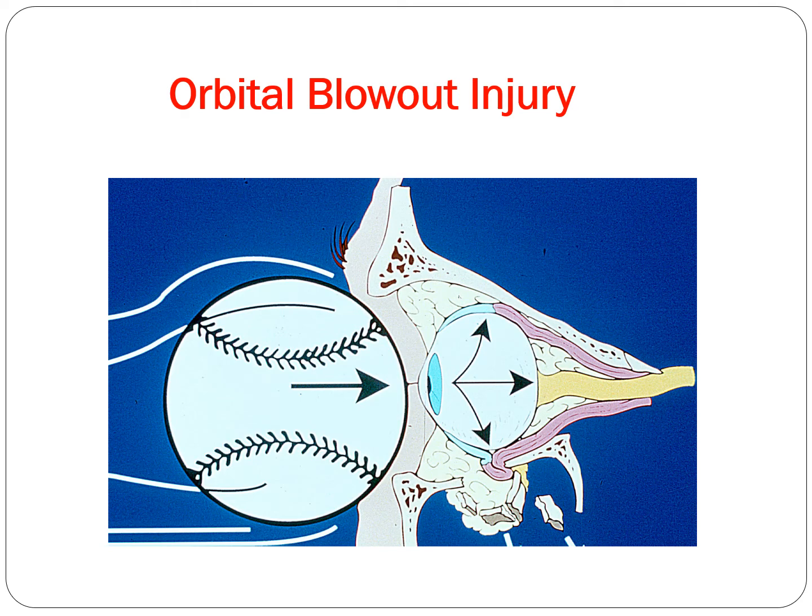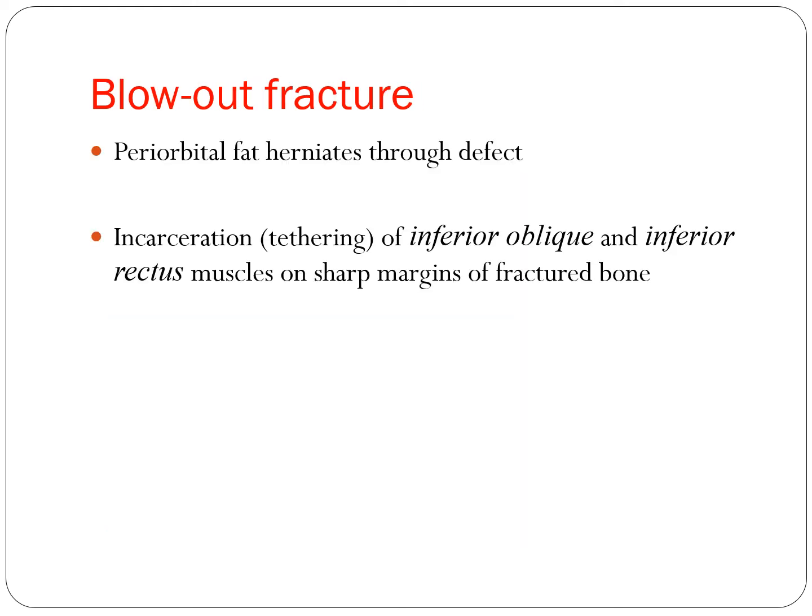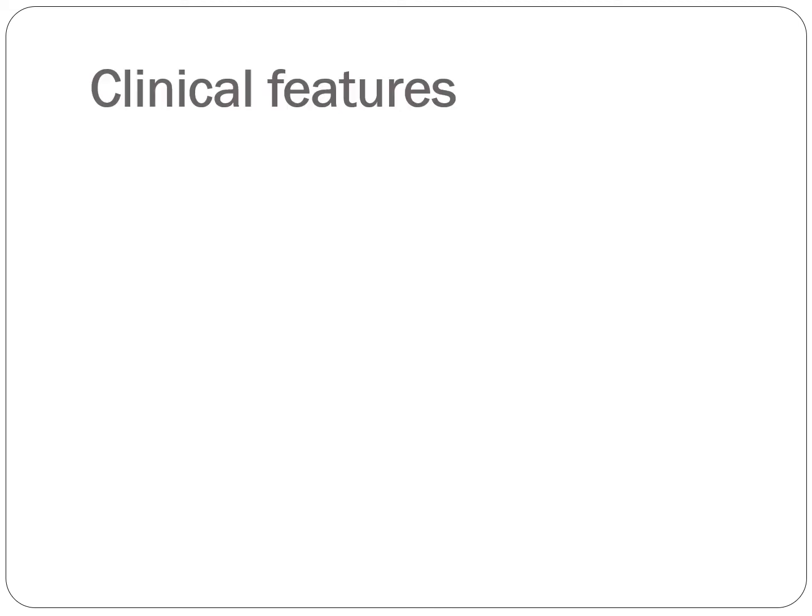So mostly in blowout there will be a direct injury to the orbit. Now there will be increased intraorbital pressure and the contents go through. You can see on the floor of the orbit, the contents of the orbit towards the maxillary sinus. So periorbital fat herniates through the defect, and there is incarceration or tethering of the inferior oblique and the inferior rectus muscle on the sharp edges of the fractured bone.